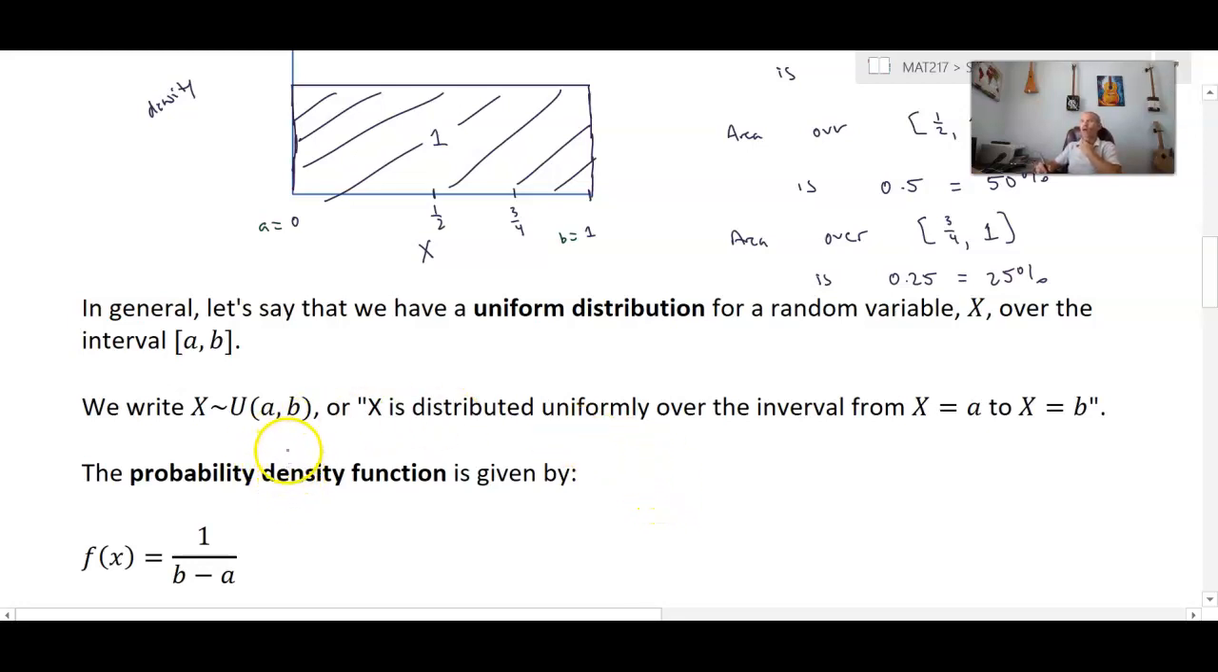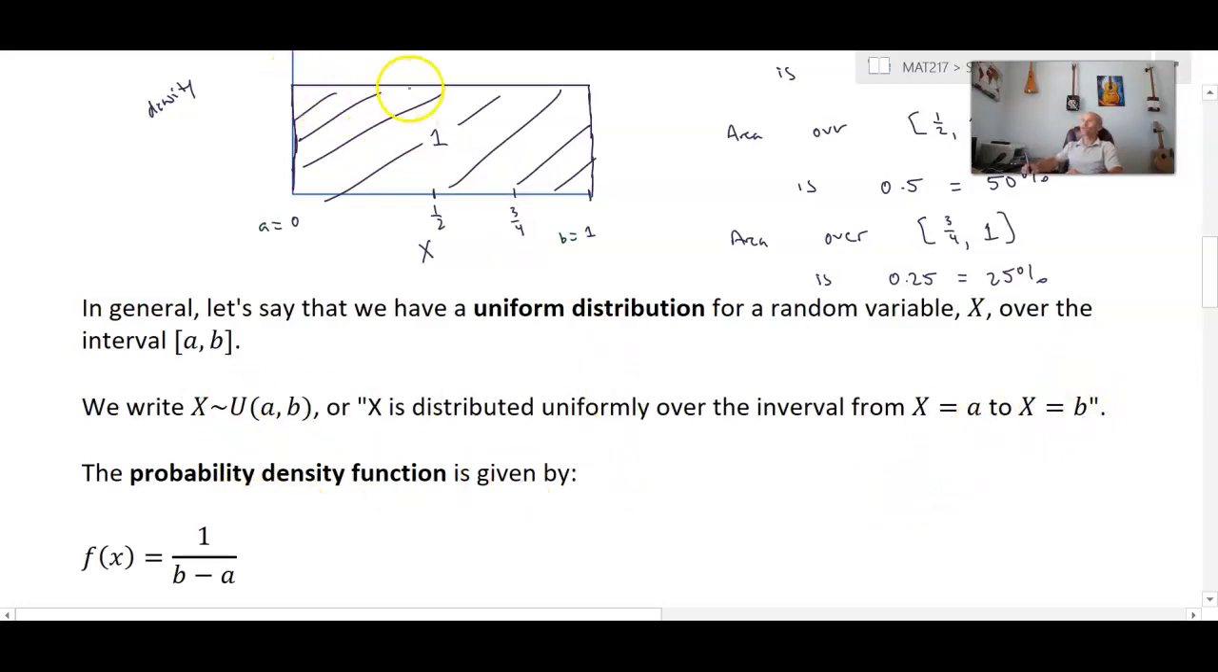So this is a general way of doing that, and we'll take a look at a couple of examples in our next video. We write that x is distributed, this little tilde means x is distributed, the u stands for uniformly, over the interval from a to b. So x is distributed uniformly over the interval from x equals a to x equals b. This is a nice compact way of saying that.